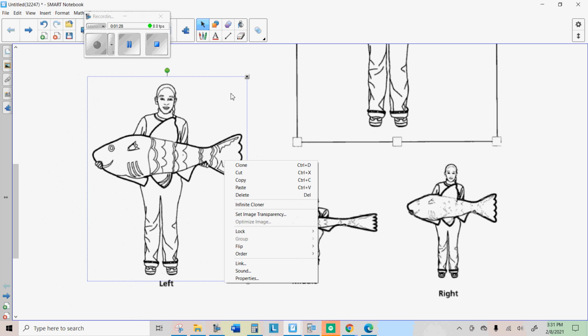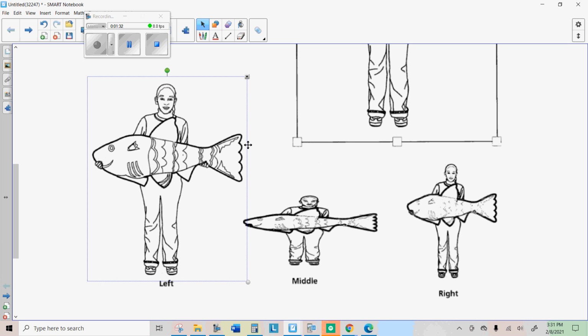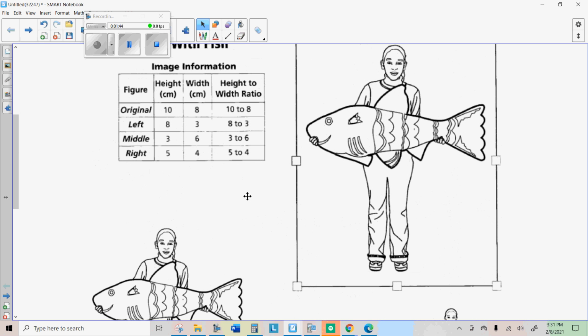Now, here's how we're going to define that. We're going to define mathematical similarity as the ratio of the length to the width, or the height to the width, however you want to look at that, is the same as the original. There's some scale factor that we changed both dimensions by.